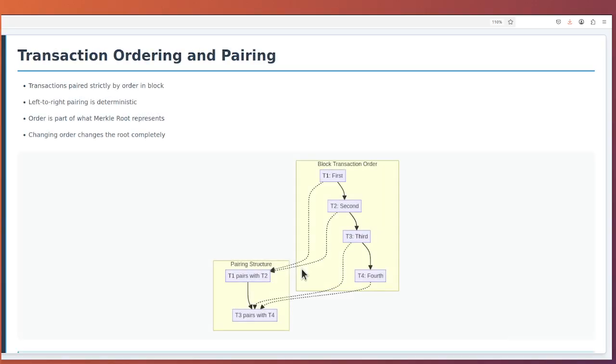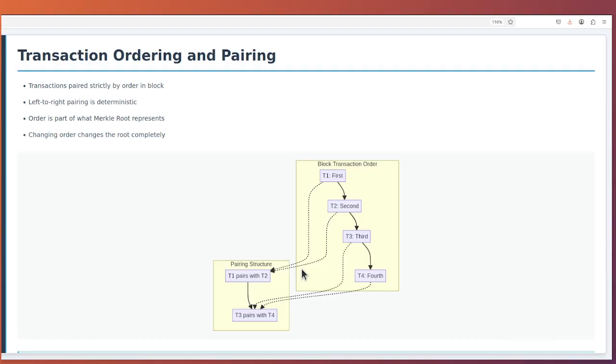Transaction ordering and pairing. An important question that often comes up is, how does the system decide which transactions get paired together? The answer is beautifully simple. Transactions are paired based on their order in the block. There is no randomness or complex algorithm. If your block contains transactions T1 through T8, then T1 pairs with T2, T3 pairs with T4, T5 pairs with T6, and T7 pairs with T8. The pairing happens strictly left to right in the order transactions appear.